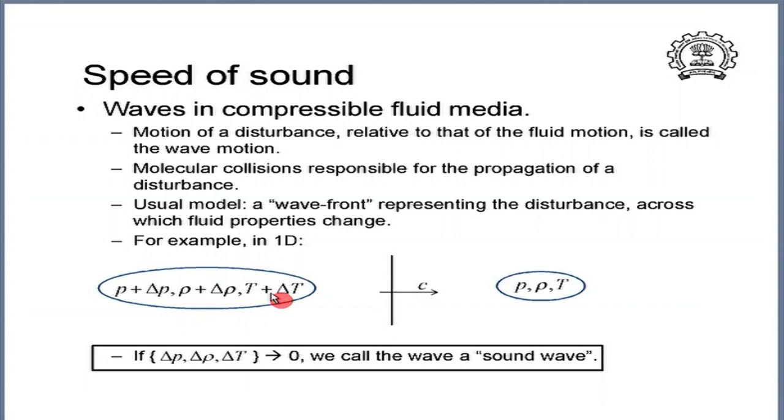So, this is the usual model that we will utilize in order to find the speed of a sound wave. What I am showing here on the screen is a general situation, where I am talking about a general wavefront. If I now want to specialize to what we will call a sound wavefront, then these changes across the wavefront, delta p, delta rho, delta T, etcetera, are all infinitesimally small, or tending to 0. If this is the situation, then by definition, we call the wavefront a sound wavefront.